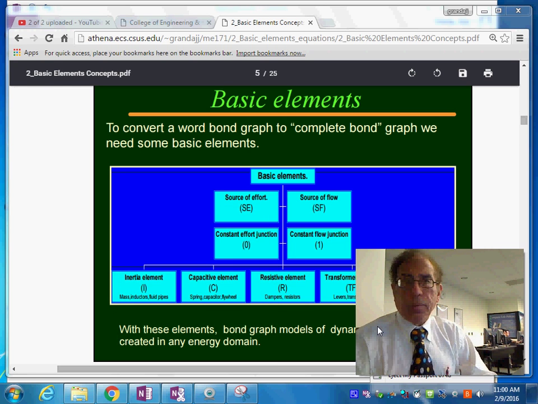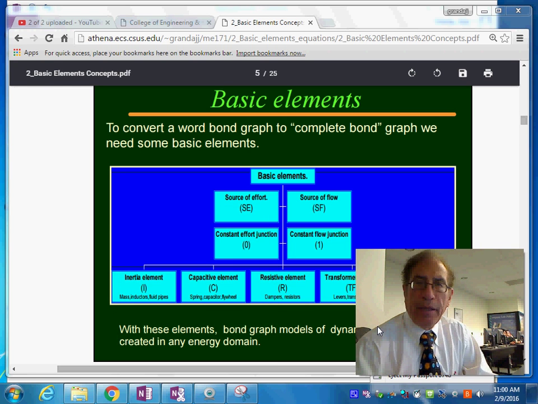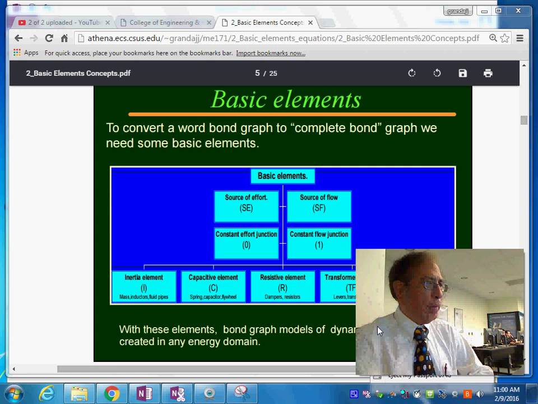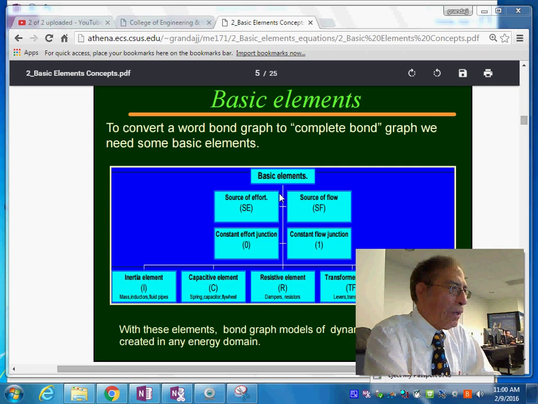Today we're going to see the constitutive laws and the different representations of elements in nature that allow us to model just about any system. What you see on the screen is a chart that is indicative of the kind of elements that we need to look at, and I put in here the names of it.